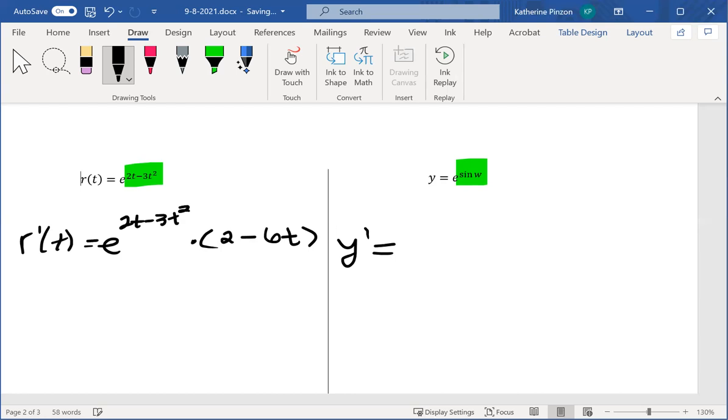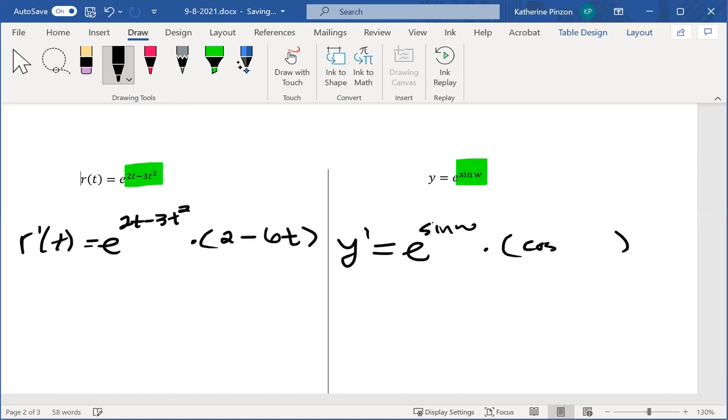Okay, derivative of e to something is e to something. Doesn't matter what the something is. Derivative of e to something is e to something. E to the sine w times, inside this parentheses, I need the derivative of sine. All right, what's the derivative of sine? Cosine, great.